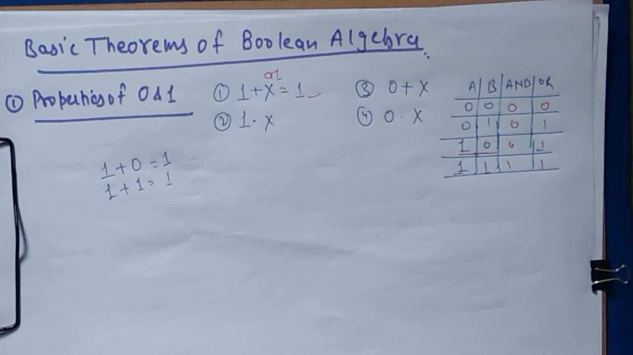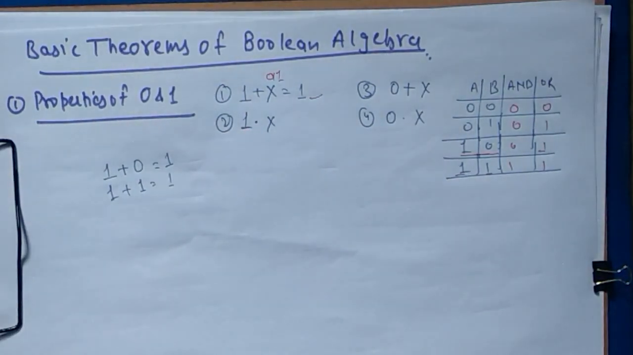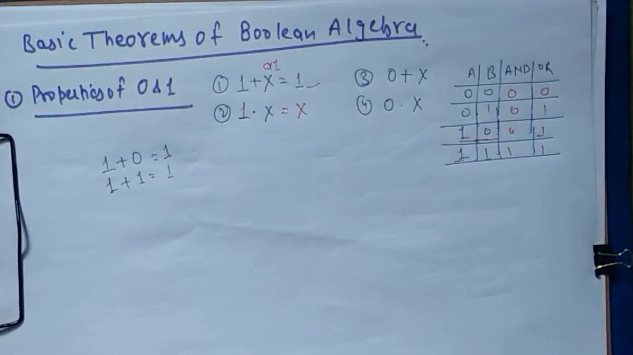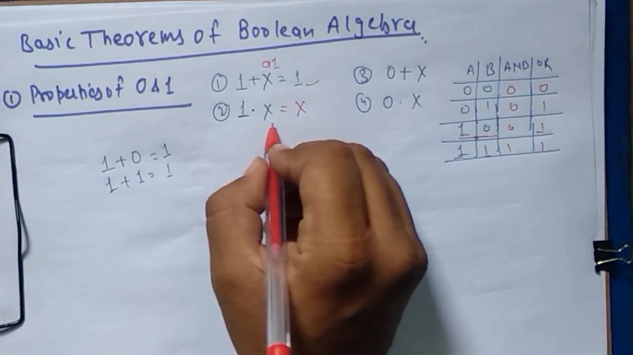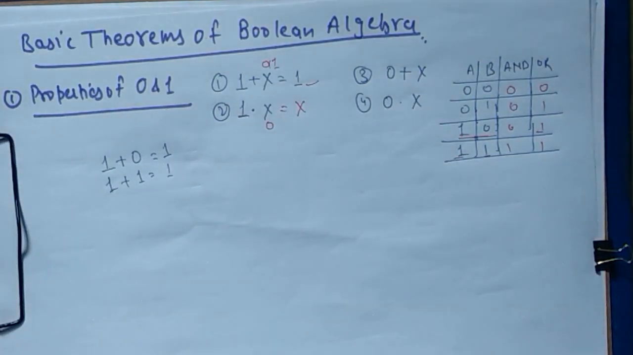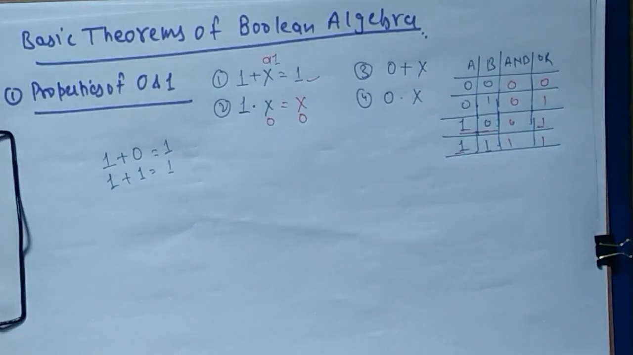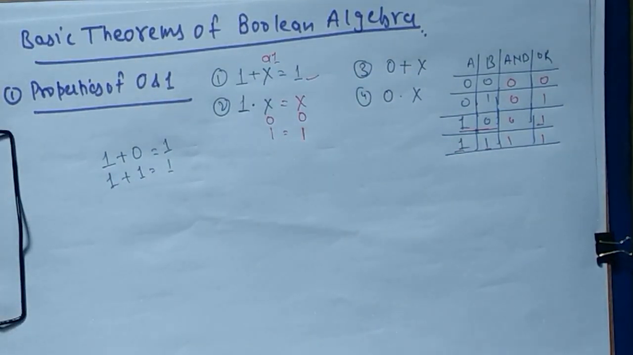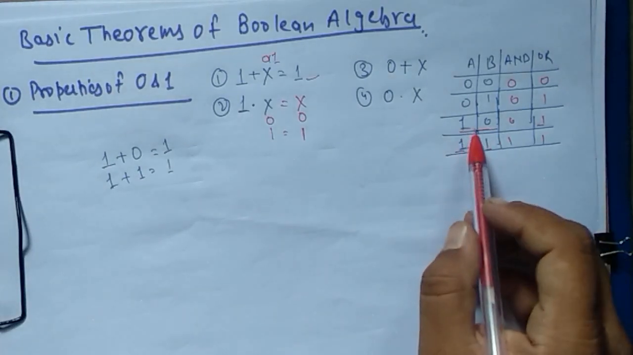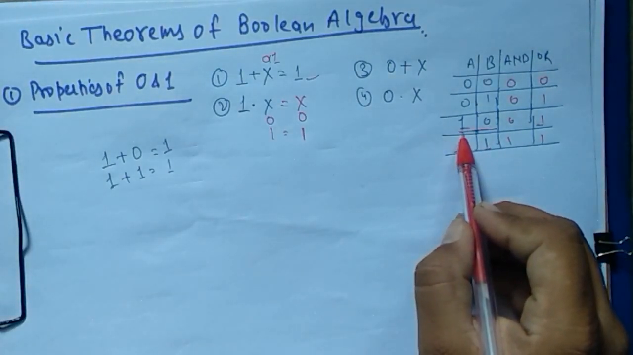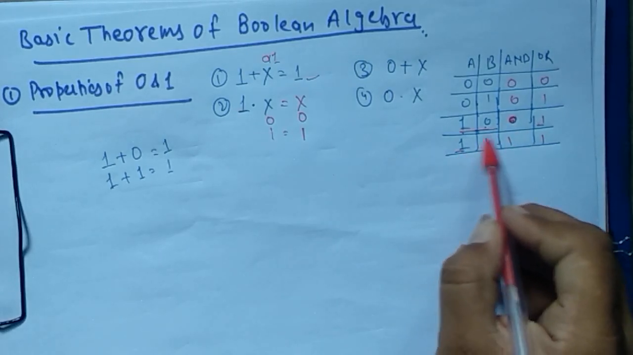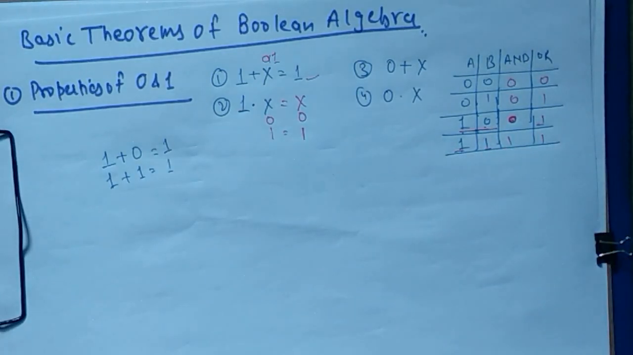Okay, in the AND case, if the first value is 1, then the result will be x. Why? Because if the value of x is 0, then the result will be 0. If the value of x is 1, then the result will be 1. Here you can see, if the second input is 0, the result is 0, and if the second input is 1, the result will be 1.